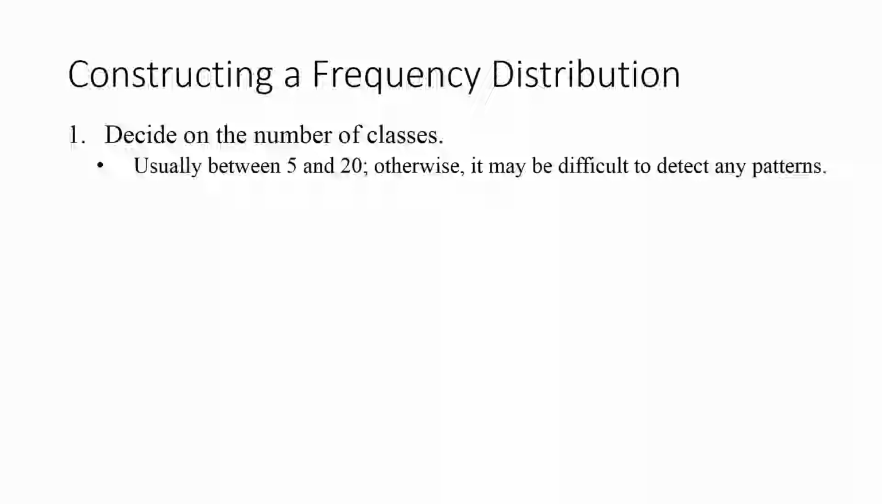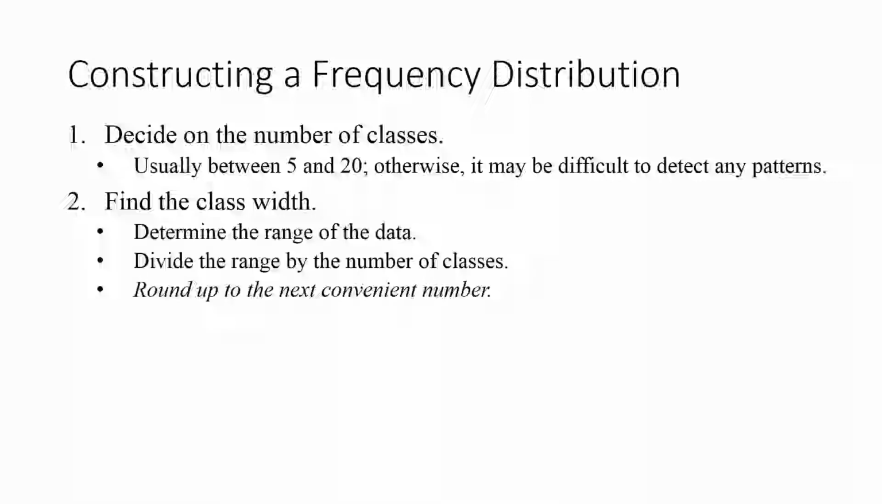First, I'm going to talk through the process of constructing a frequency distribution, and then I will work through a problem doing that. So first, you've got to decide on the number of classes. This is going to be given to you in your problem, so you just look for the number of classes in the problem. Usually it's going to be between 5 and 20, otherwise it might be too small or large to really tell a meaningful pattern.